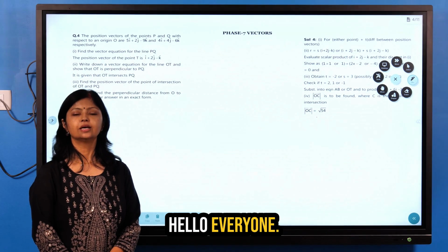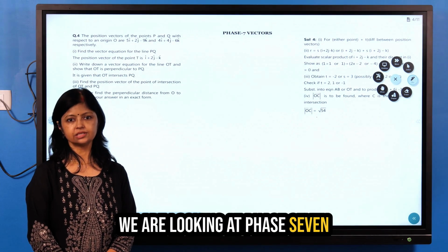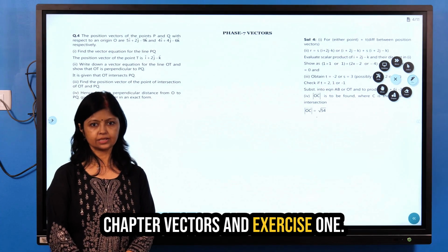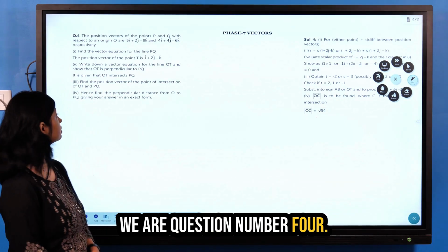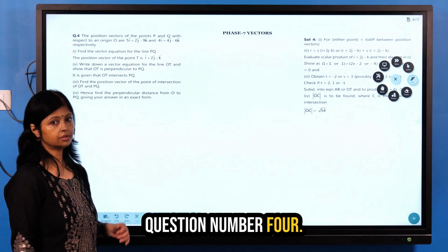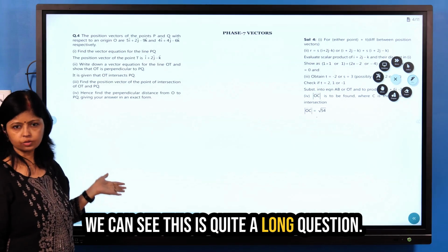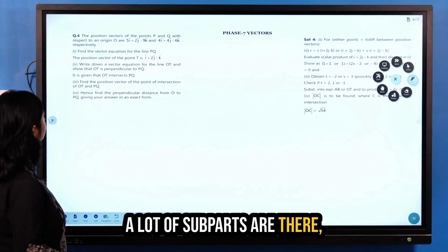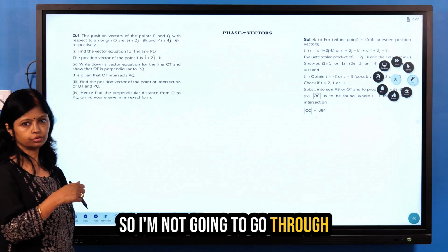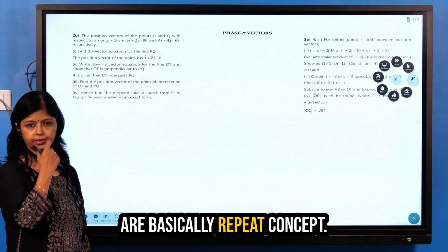Hello, everyone. We are looking at phase 7, chapter vectors and exercise 1. We are at question number 4. We can see this is quite a long question with a lot of subparts, so I'm not going to go through all of them because they are basically repeat concepts.